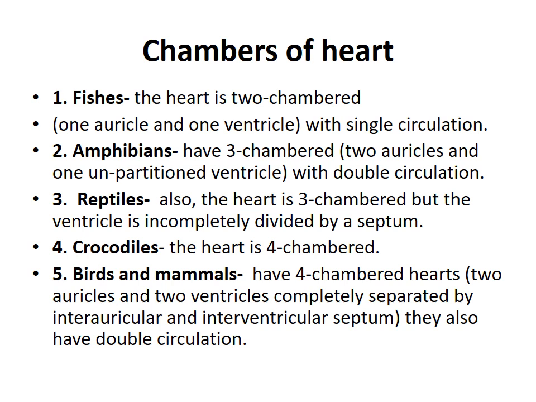Fishes contain hearts of two chambers, one auricle and one ventricle, with single circulation. Amphibians have three chambers, two auricles and one ventricle, with double circulation. Reptiles have three chambers, but the ventricle is incompletely divided by a septum, and crocodiles have four chambers. Birds and mammals have four-chambered hearts, two auricles and two ventricles, completely separated, the auricles by the interauricular septum and the ventricles by the interventricular septum, and they have double circulation.